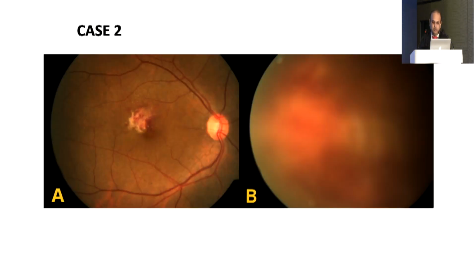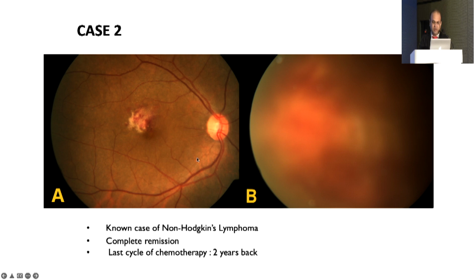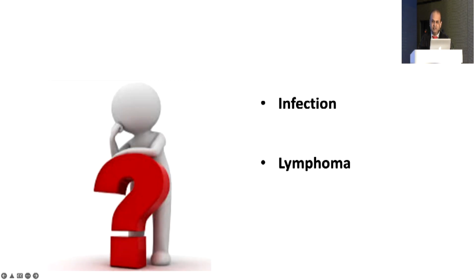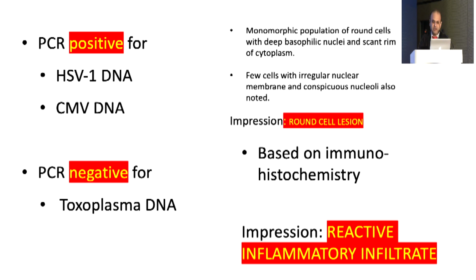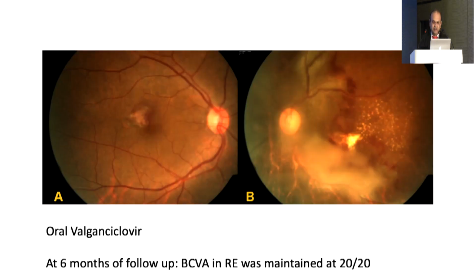Another case, this was a lady who was a known case of non-Hodgkin's lymphoma, came with a retinitis lesion in the right eye and extensive vitritis and some retinitis lesion which could be seen underneath this. This patient had a complete remission and the last cycle of chemotherapy had occurred 2 years back. So at this point of time, what are the differentials? It can either be an infection or it can be a lymphoma in this patient. So we took a biopsy which came positive for HSV as well as CMV, but the cytology was negative for any lymphoma cells, and what we had was a reactive inflammatory infiltrate. So this patient actually had a CMV retinitis, was treated with oral valganciclovir. The left eye was no PL to begin with, but we could salvage the vision in the right eye, which was maintained.